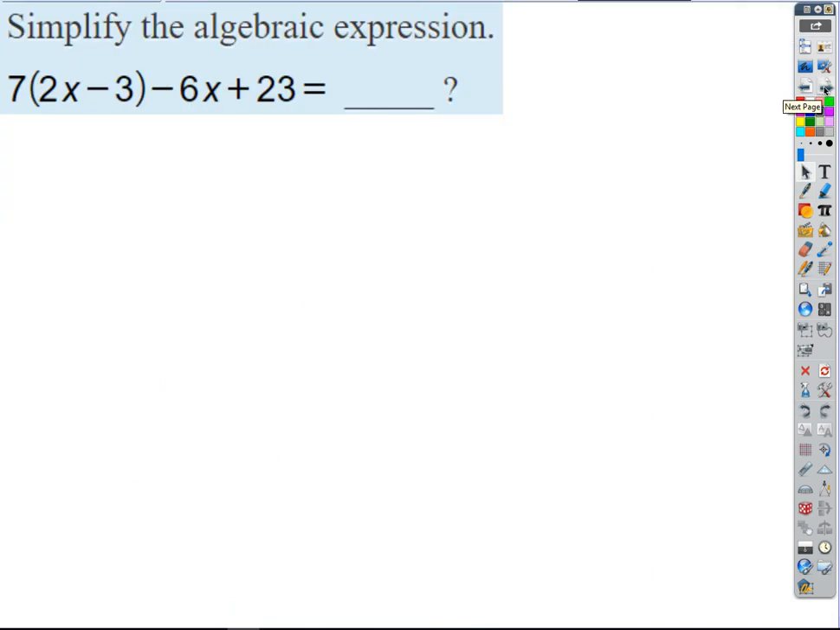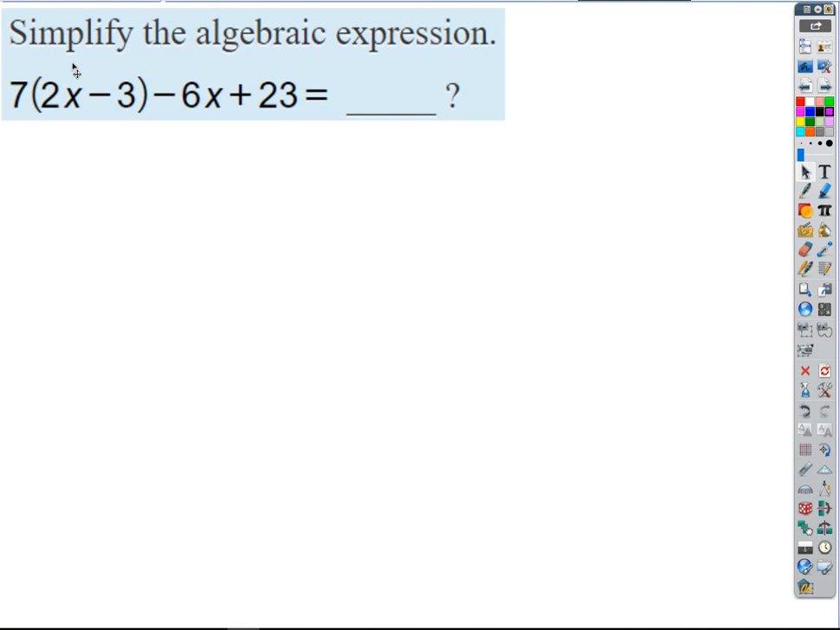Okay, we're getting there. What are we doing here? Are we solving? What do the directions say? Simplify. It's easier. We don't have to solve. This is simple. All we're doing is just distributing and collecting like terms. Right? That's it. We're just making this thing look simpler. So I distribute, just simplifying, I distribute the 7, 14x minus 21 minus 6x plus 23.